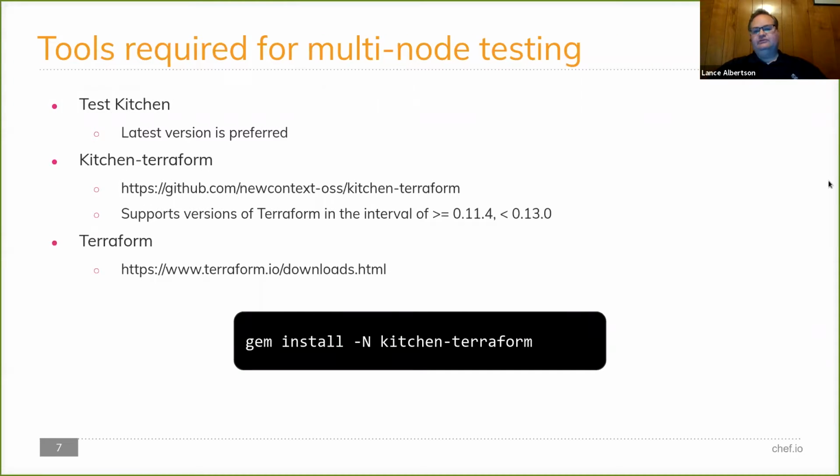So there are 3 components that you really need to have to get this working right now. You need to have Test Kitchen, obviously. And then you also need the Kitchen Terraform plugin, which is managed by the new Context folks, and it looks like they're supporting the latest Terraform, which is great. I'm currently using the latest 0.11 for now. And then you also just need to have Terraform installed on your system. So it's pretty simple to make it work. Now, Kitchen Terraform isn't included in Workstation or ChefDK, but that's okay. You can easily just install it and it should just work.